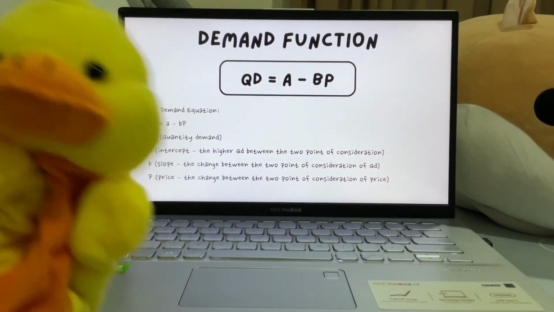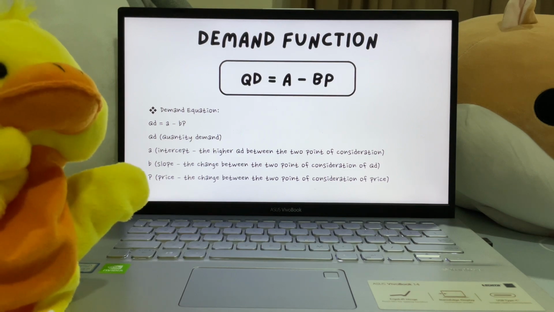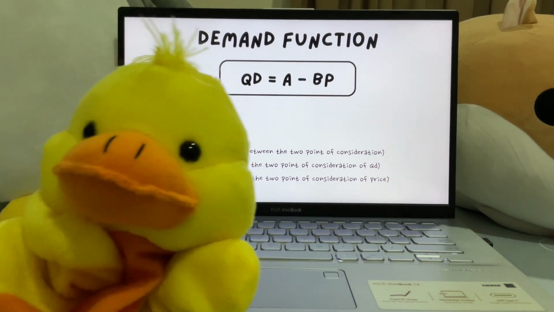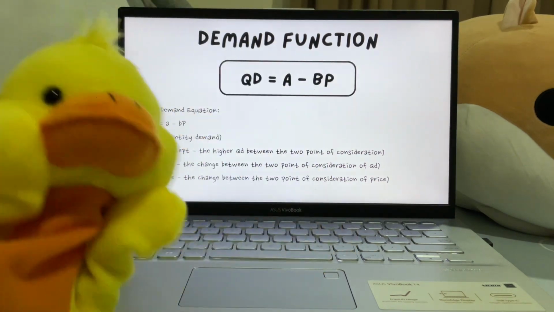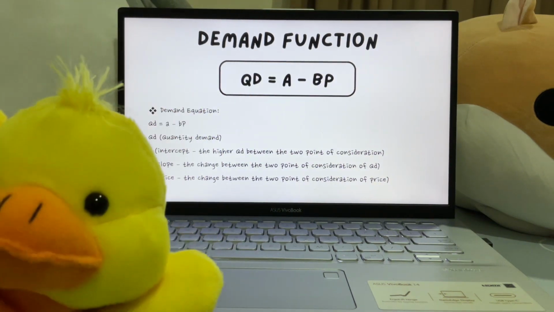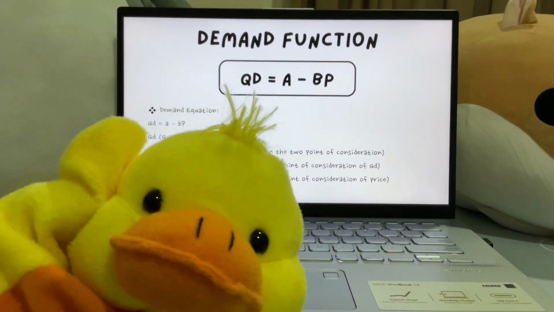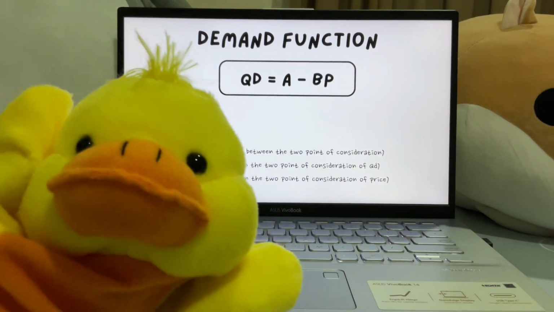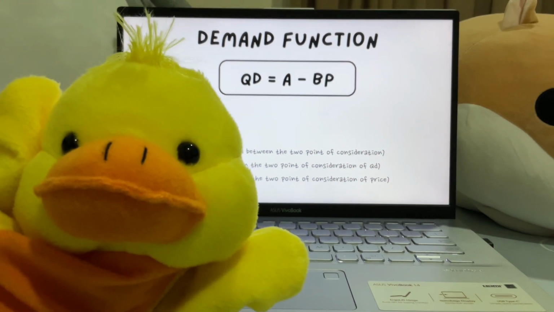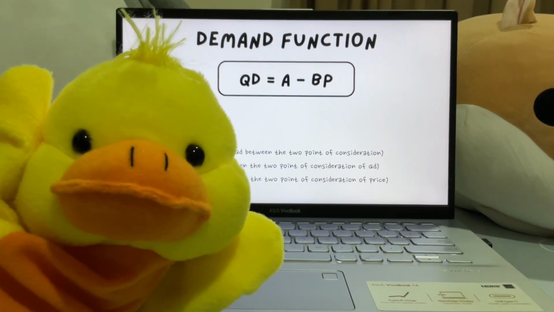As you can see, the function is QD equals A minus BP. And here are the definitions of those variables. QD stands for quantity demanded. A equals the higher QD between the 2 points of consideration. B equals the change between the 2 points of consideration of QD, and P equals the change of the 2 points of consideration in price. In other words, B equals the difference between the first QD and the second QD, and P equals the difference between the first price and the second price.